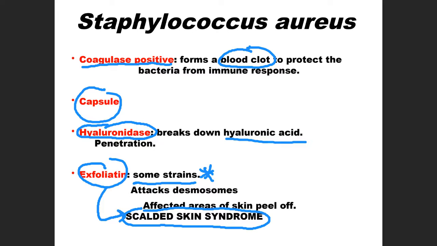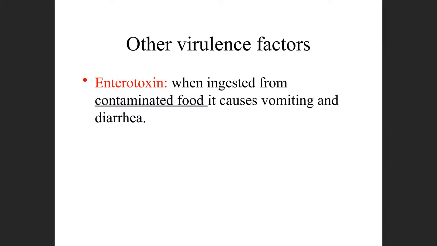Now, typically when we talk about diseases caused by Staph aureus, we think of skin diseases, and that's exactly true. They do mostly cause diseases of the skin. However, later on when we talk about GI diseases, we're going to see that Staph aureus is one of the more common causes of food poisoning, because if certain types of food are contaminated with Staph aureus, this bacteria produces a toxin called an enterotoxin. And if ingested, it can trigger a lot of vomiting and diarrhea.